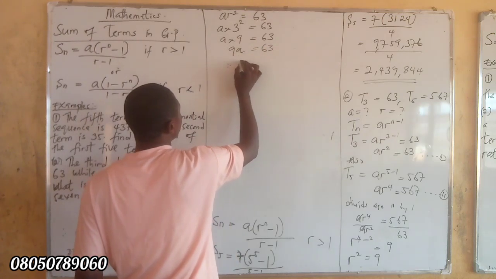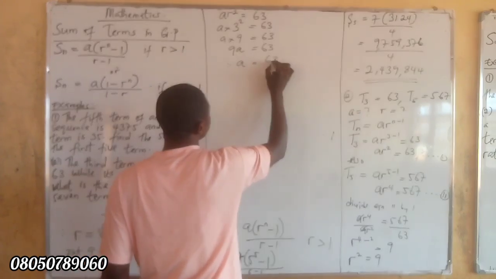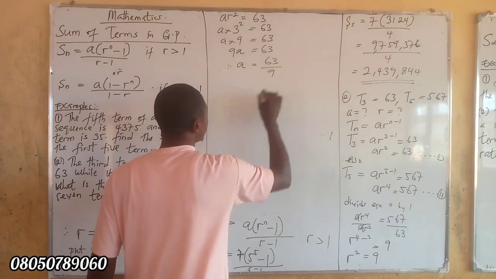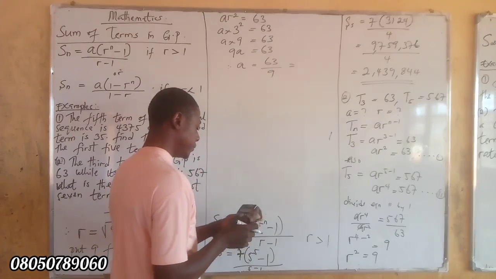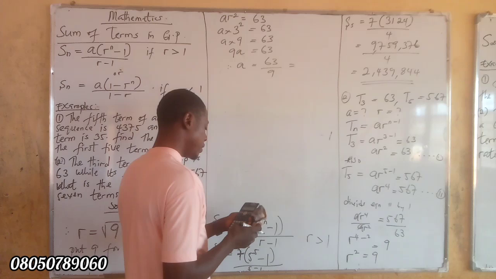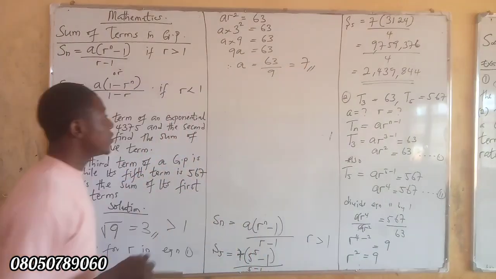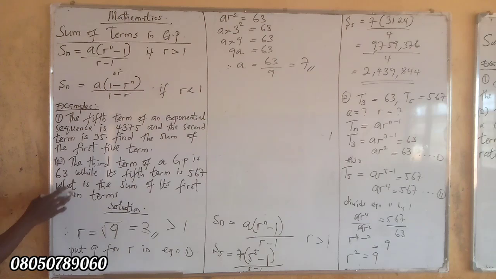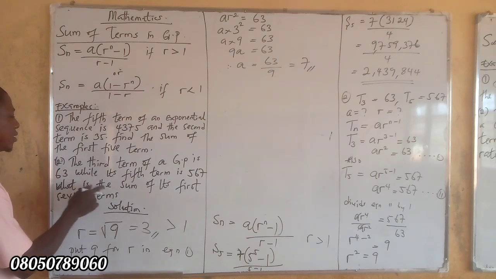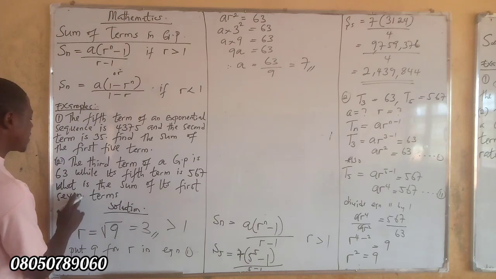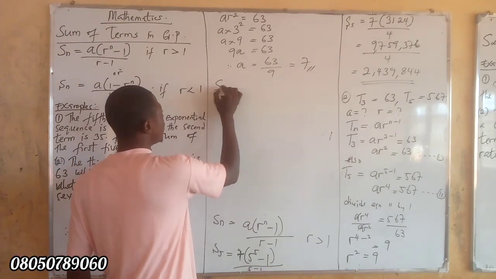So therefore our A will be equal to 63 divided by 9, which will give us 7. So our A is found to be 7. Now let's get back to the question properly. The question says, what is the sum of its first 7 terms? So we are asked to find S of 7.